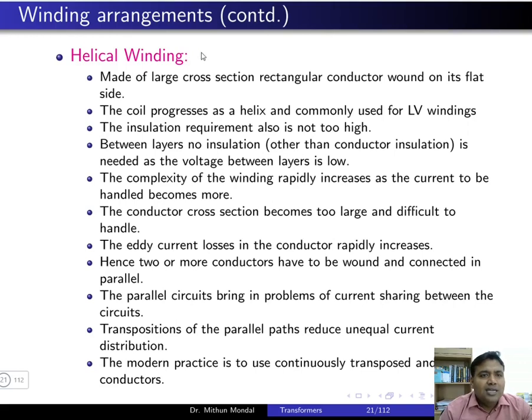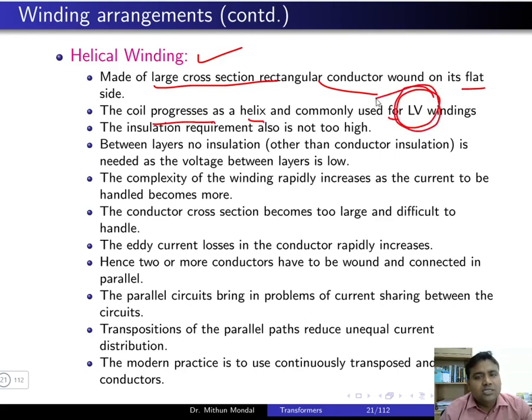Then you have the helical winding. Helical winding is made up of a large cross-sectional area rectangular coil, wound on the flat side. The coil progresses as a helix and is commonly used for low voltage winding. This is an important point to note down: low voltage winding will be in the form of a helix. For a small transformer, both helical winding as well as spiral winding can be there. Low voltage winding you can make helical, and high voltage winding you can make spiral. The insulation requirement is also not too high, and between layers no insulation is required.